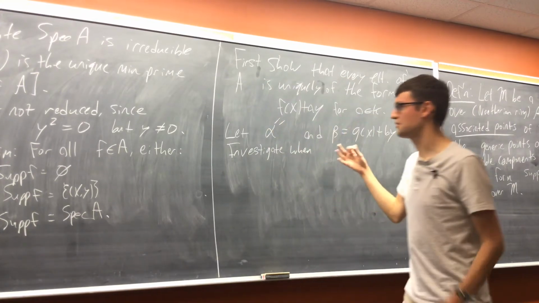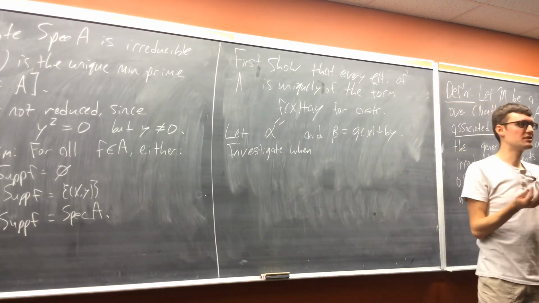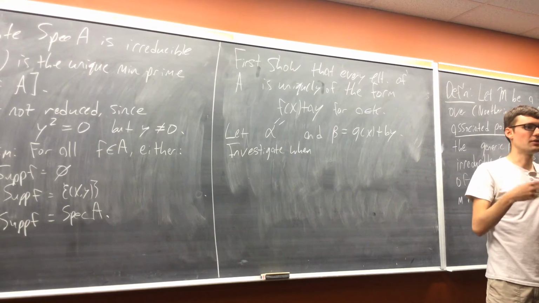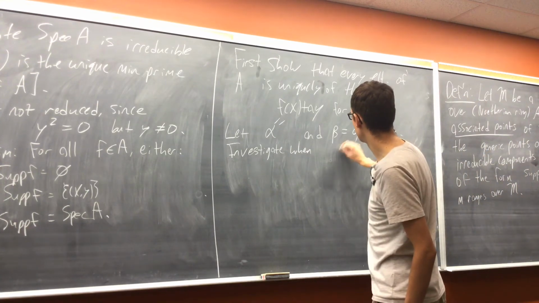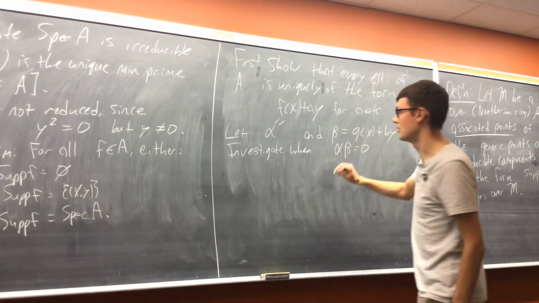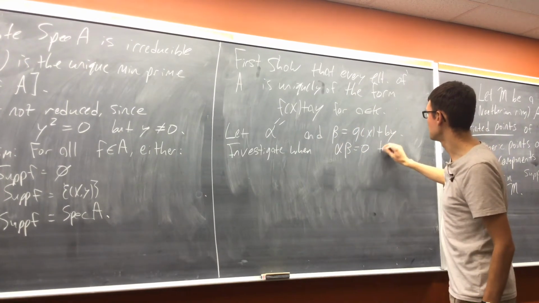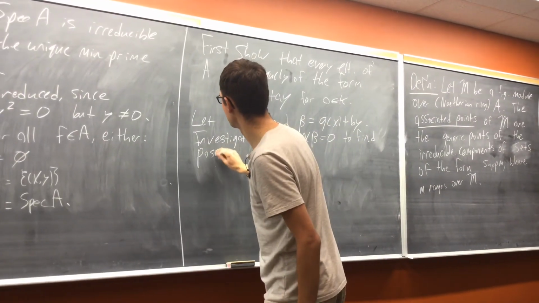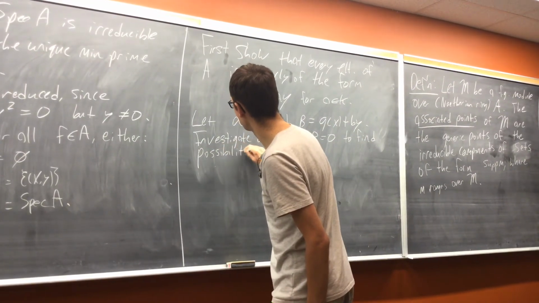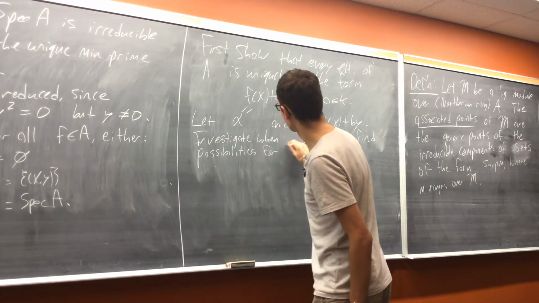So you basically are just investigating the failure of your ring to be an integral domain if you're trying to figure out where the supports are. When alpha beta equals 0, to find possibilities for the support of alpha.